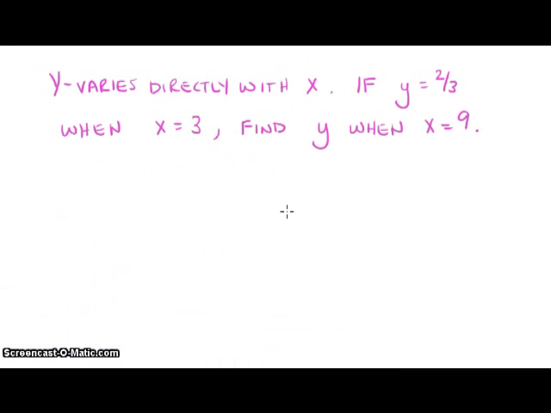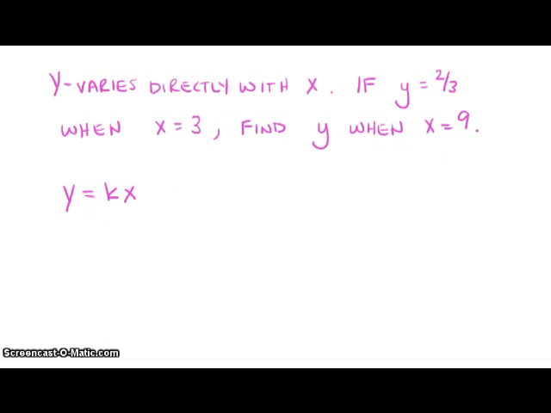This one says y varies directly with x. As soon as you see this, write it out. Y equals kx. Y varies directly with x. If y equals 2/3 when x equals 3, find y when x equals 9. So they start by giving you an x and a y value. And now you can use that x and that y value to find the constant of variation. Once you find the constant of variation, you can find any value you want.